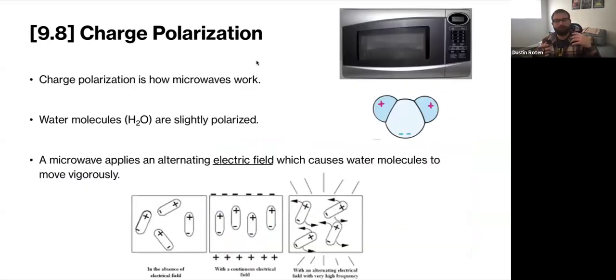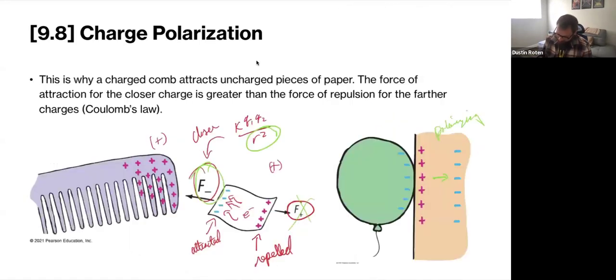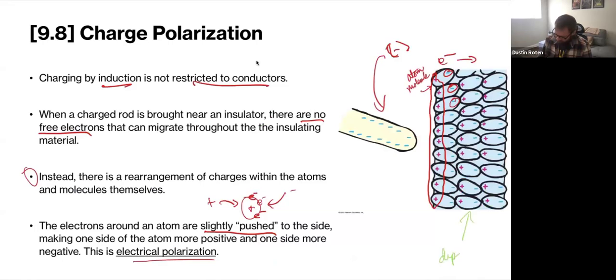And this is how microwaves work. If you put your food in a microwave, it turns out that water molecules are slightly polarized. You can see here the hydrogen atoms, they're positive, or they hold the positive charge. The oxygen holds the negative charge. So you get a little bit of a difference here between the positive and negative. So you make a little dipole. And a dipole is essentially this right here. Just where you have a positive charge on one side and negative on the other.